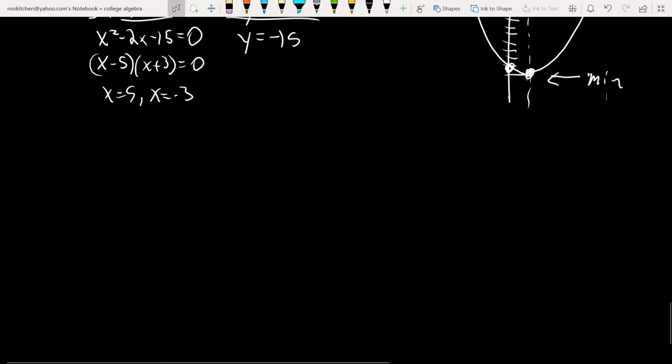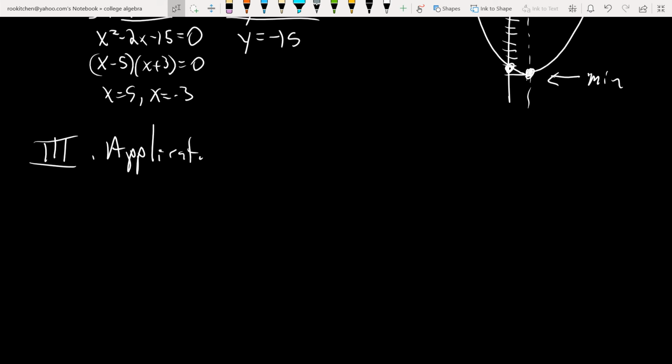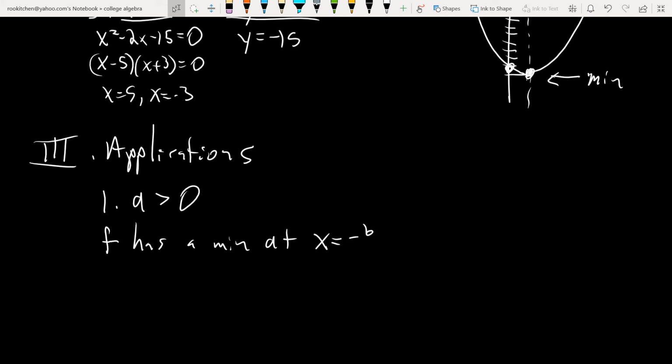So sure, let's write that out. Section 3, applications. First, if your a value is greater than 0, your function f has a min value at x equals negative b all over 2a. That's the x-coordinate of the vertex. That's not the actual min, that's just the location of the min. The min, then, is f of negative b over 2a, the y value of the vertex.